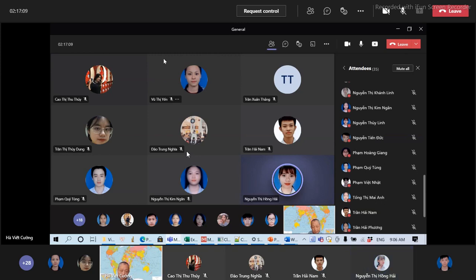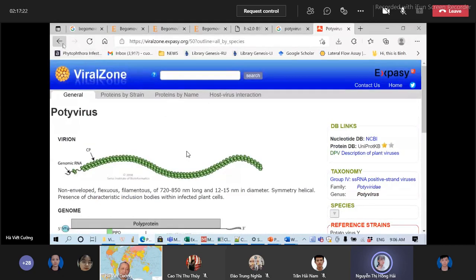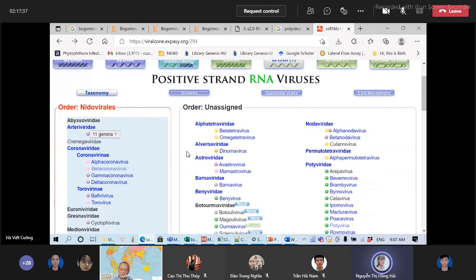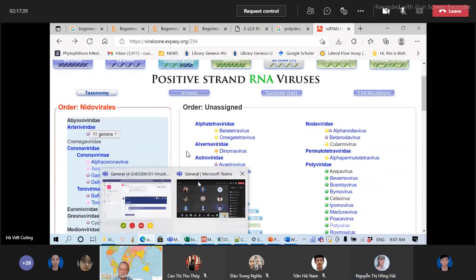Yes. Okay. And now, do you understand what positive sense is? Positive sense RNA virus. Single strand, easy to understand, RNA easy to understand, but positive sense. Okay, what is positive sense for viruses? Do you understand this, and can you explain about this?